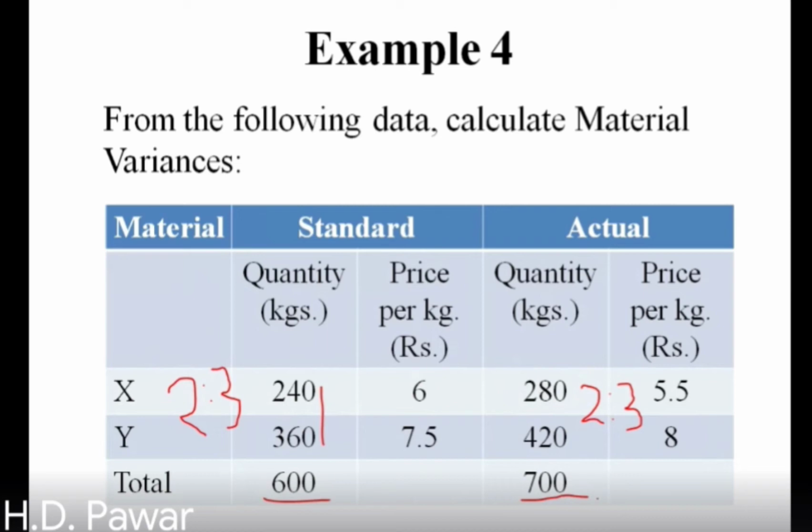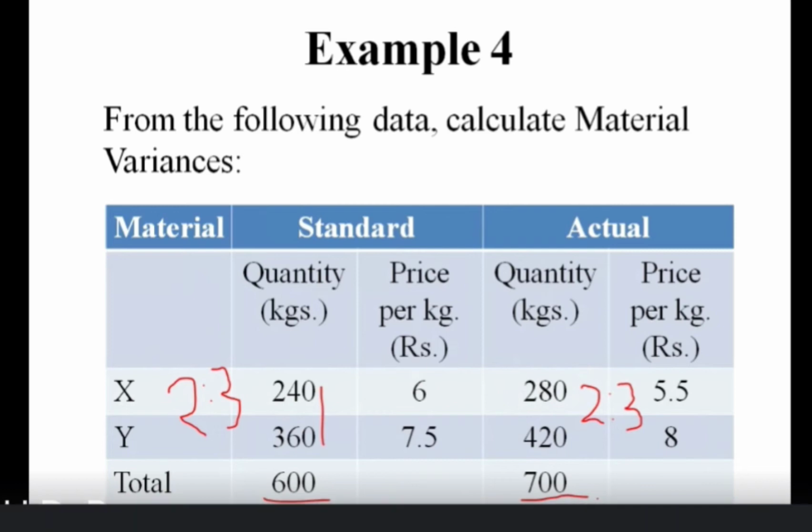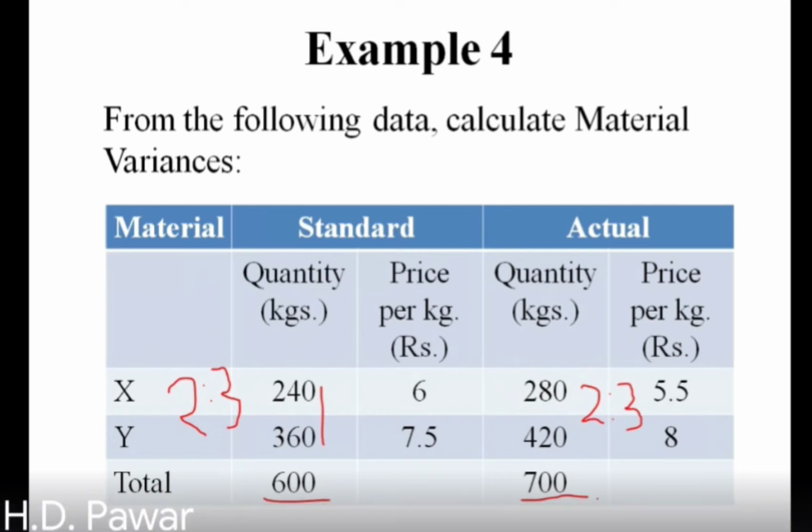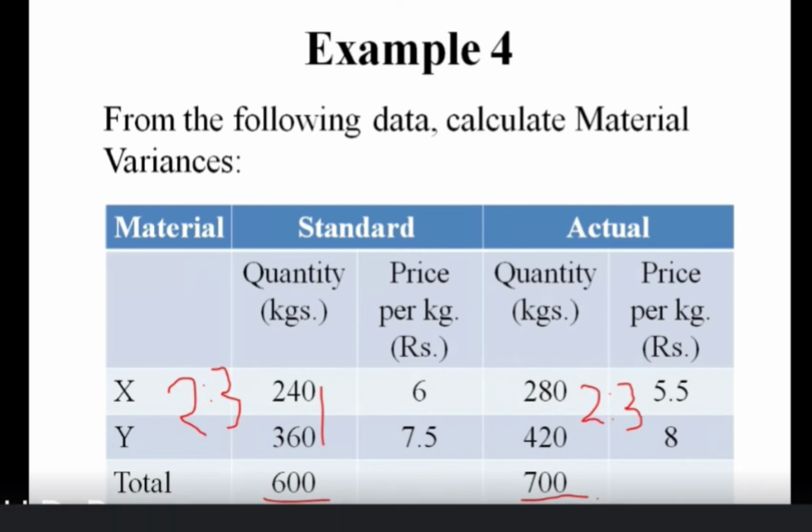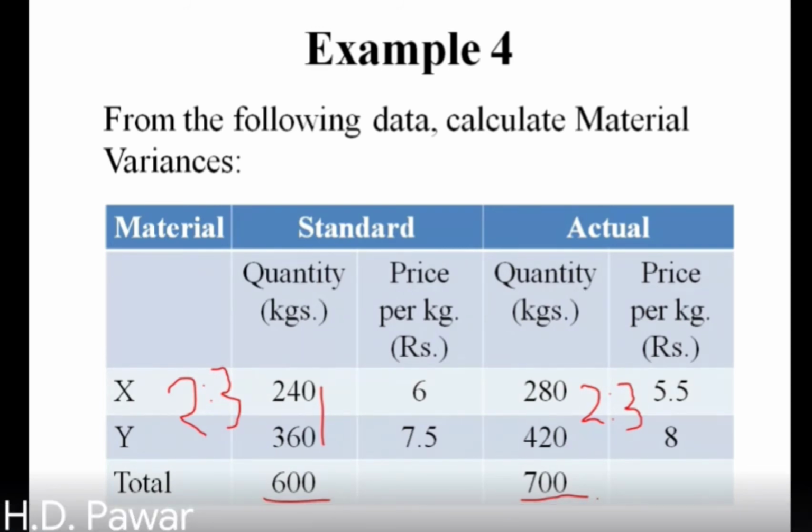So either proportion is same or total is same, there are maximum 3 variants possible. Here 5 variants are not possible. Maximum 3 variants are possible: material cost, material price and material mix. And material mix is equal to material uses. Mix and uses means revised quantity is not required here. Revised quantity will not come here. Correct? So let's see how we calculate the example.